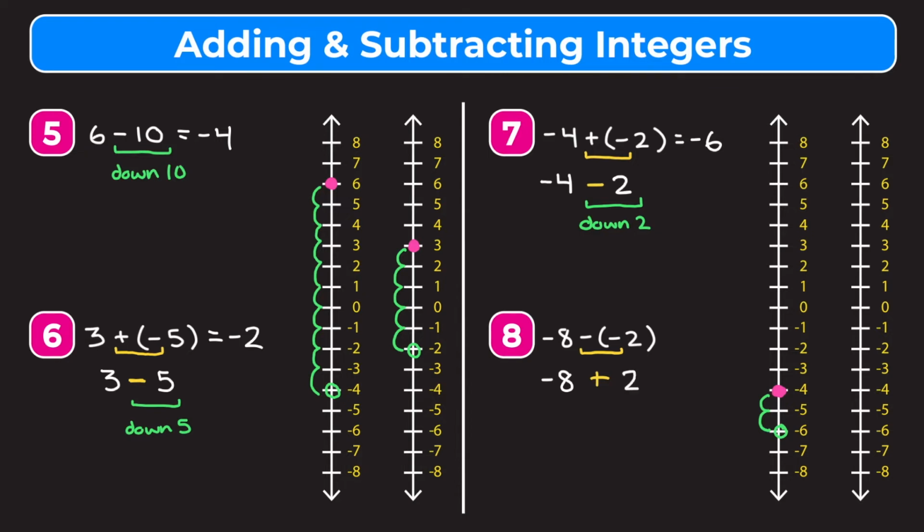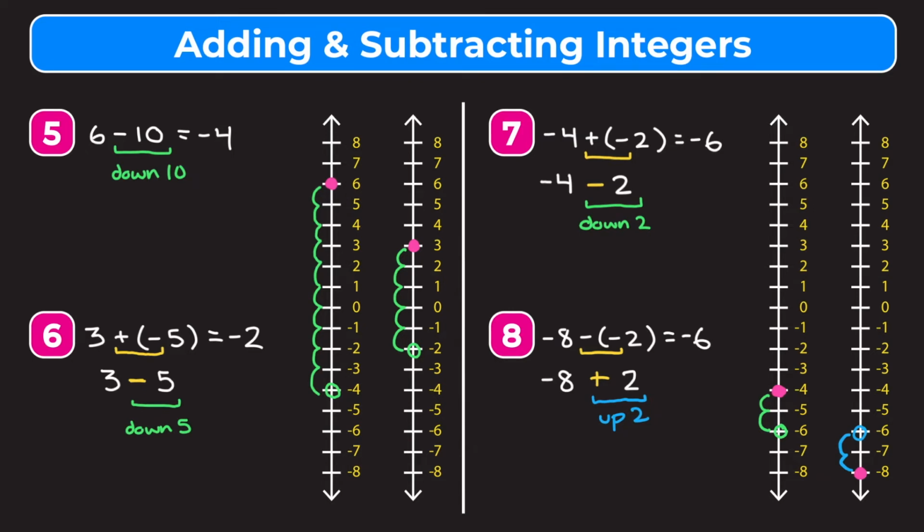We're going to go over to our number line. We're going to start at negative 8. And this plus is going to tell us to go up 2 spots. So we're going to go up 1, 2. We end up at negative 6. So we get negative 8 minus a negative 2 is a negative 6. And again, that's the same as negative 8 plus 2.